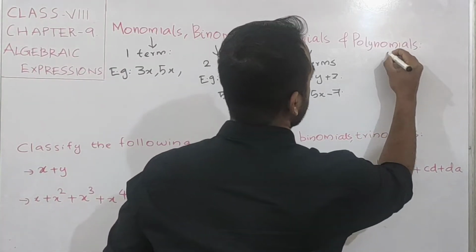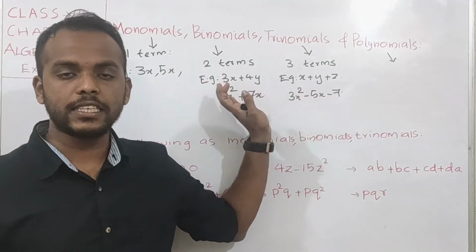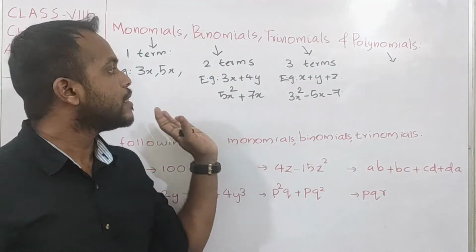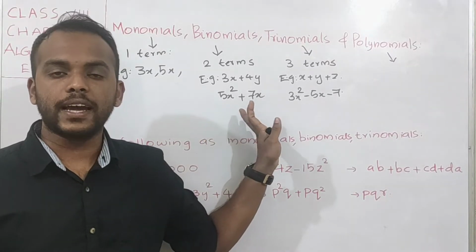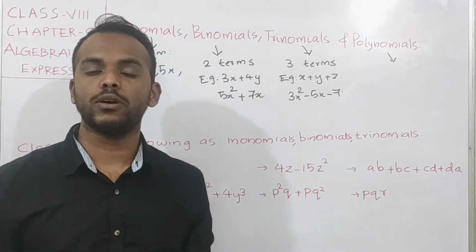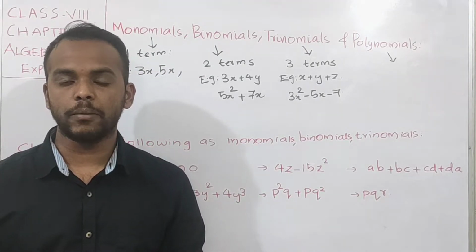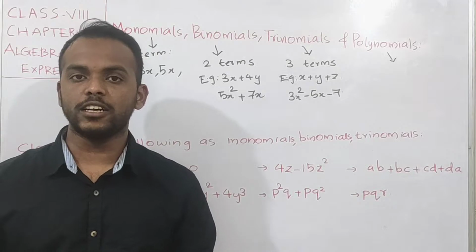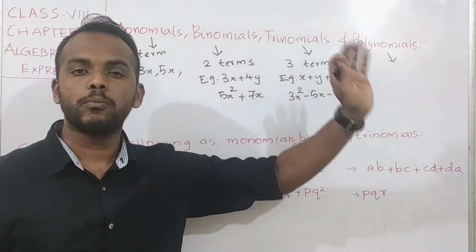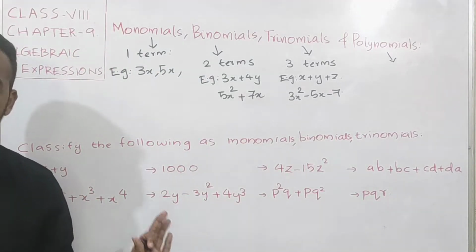Now polynomial. All the algebraic expressions are generally called polynomial, and to be more specific, we can say the expressions containing more than three terms can be categorized as polynomial. So a polynomial can have any number of terms. It can have 10 terms or 15 terms, 20 terms, any number of terms comes under the category of polynomial. Now there is an exercise question in your textbook, 9.1, second question.